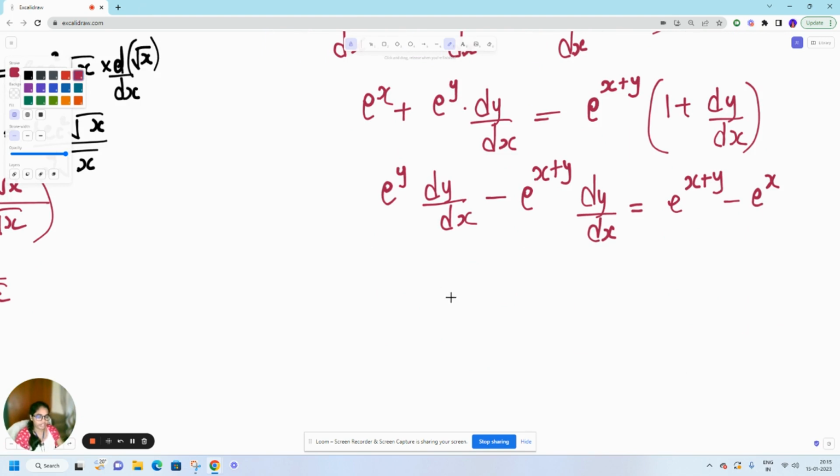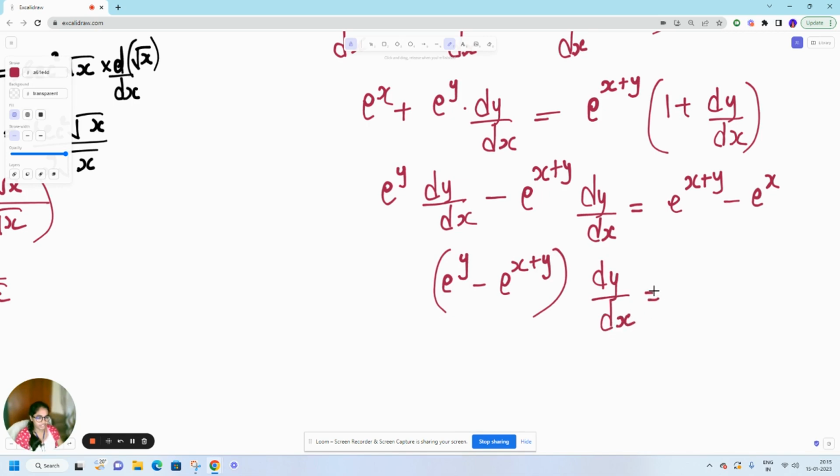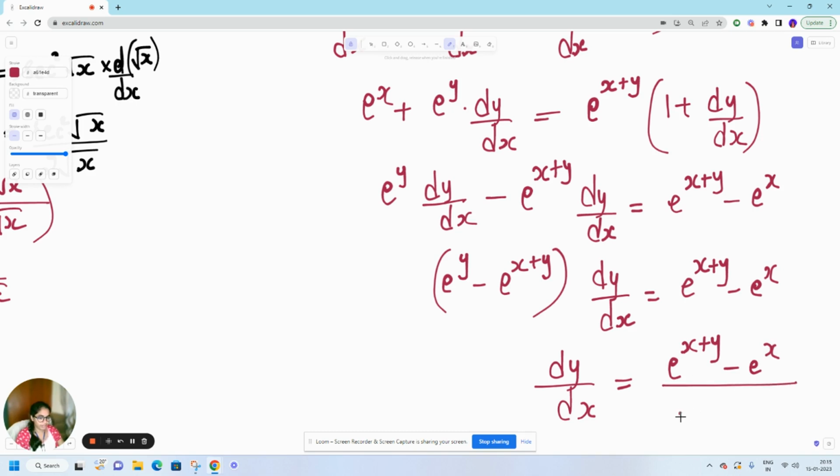I can take dy by dx common, right? So that would be (e^y − e^(x+y)) dy/dx. This is equal to e^(x+y) − e^x. Yes, now what is our dy/dx? dy/dx is equal to (e^(x+y) − e^x) divided by (e^y − e^(x+y)).